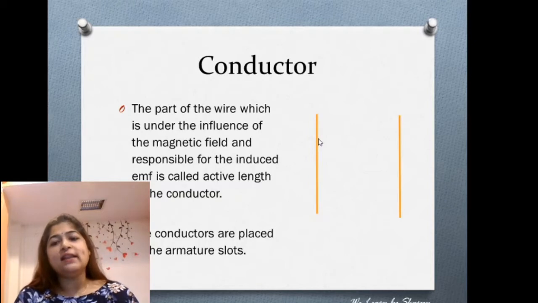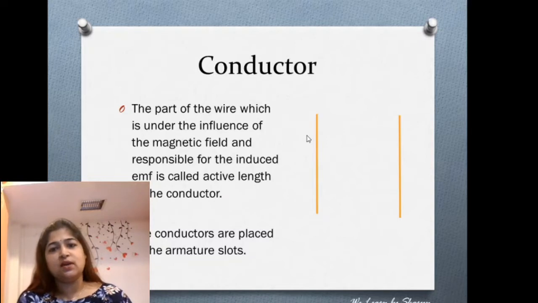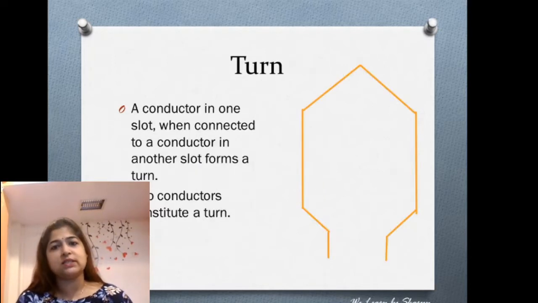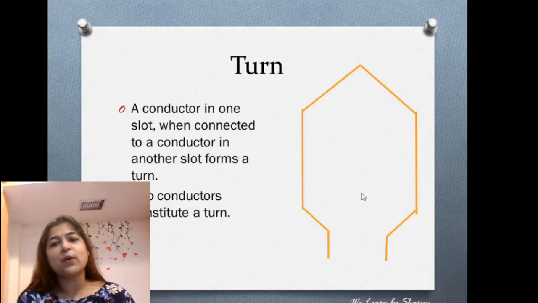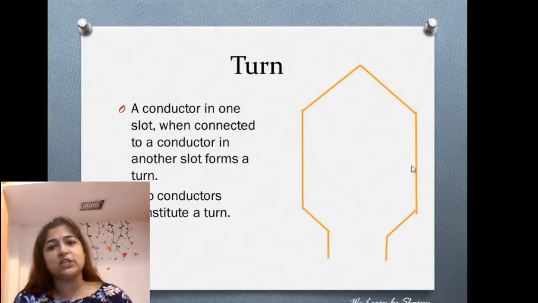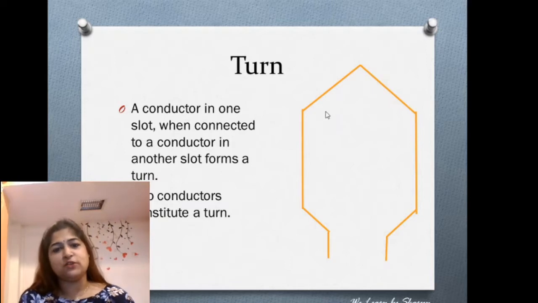The part of the coil in which the EMF gets induced is called a conductor. So these two here you can see are nothing but conductors in which the EMF gets induced. These are the active length of the conductor where the EMF is getting induced, and these are placed in the armature slots. Two conductors, when connected together, form a turn. You can see a turn here. This part is the active part of the turn, where the EMF gets induced, and this is the inactive part of the turn.